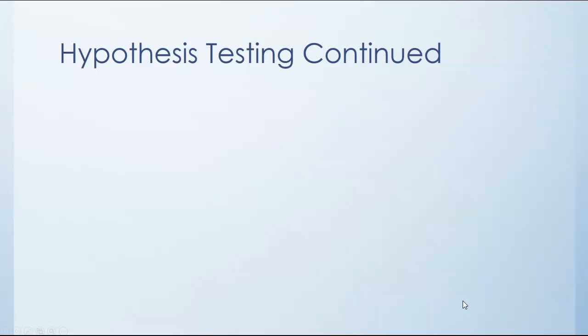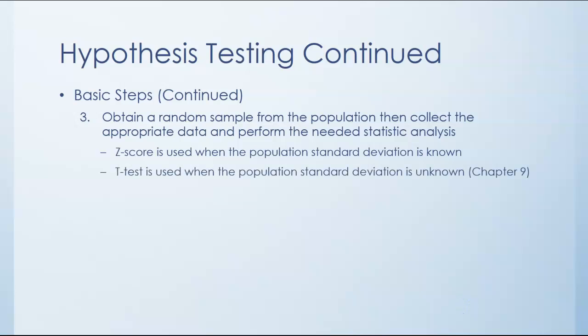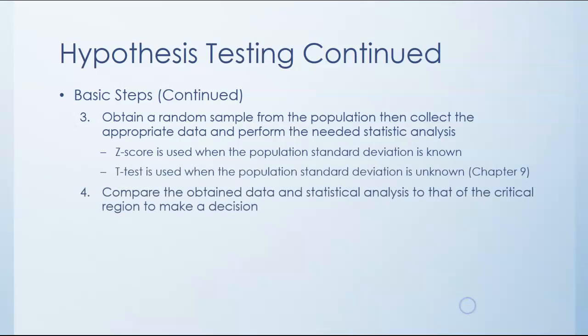Okay, so again, once we've got our critical regions, the next thing we're going to do is obtain that random sample from the population. We're going to collect the appropriate data. We're going to perform the statistic that we need to do. We're going to provide the treatment, whatever that's going to be. For right now, we're talking about z-scores. Later on, we'll talk about t-tests. That's when we don't know the standard deviation. Later on, we'll even talk about ANOVAs and all kinds of other different ways that we can test and see if things are different.